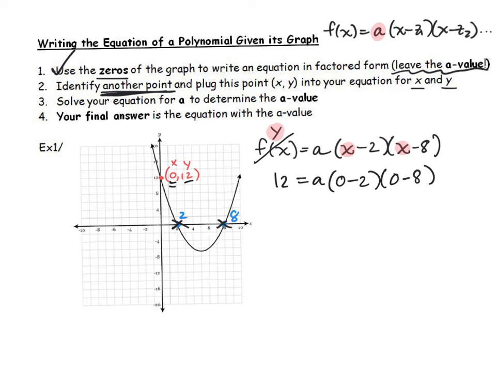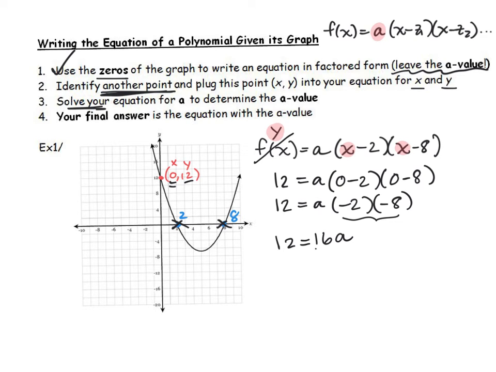Step 3 says solve your equation for a, and that's going to determine the a value. So I'm just going to solve this equation. To do it, I'm going to do this order of operations. So I'm going to do what's in parentheses. 12 equals a. 0 minus 2 is negative 2. 0 minus 8 is negative 8. Now I'm going to multiply these two numbers. So I'm going to get 12 equals negative 2 times negative 8 is positive 16. And I'm going to write it with the 16 first, 16a. And we just have to solve that equation for a.